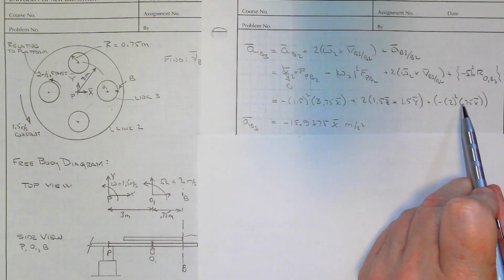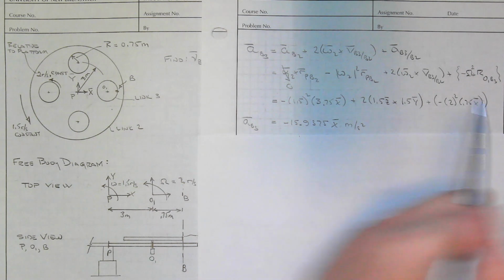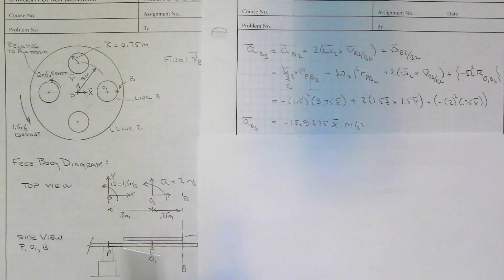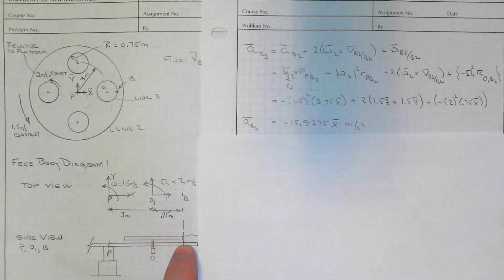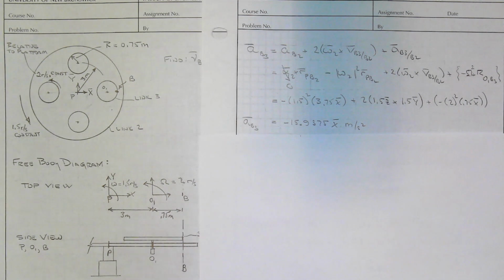So there's our A, B3, B2, relative to somebody who's just sitting here watching this thing go. Plug and chug, we get minus 15.9 meters per second squared x. Now, this was a kind of neat thing. We went out to this point here, and then we literally jumped to another spot above it.